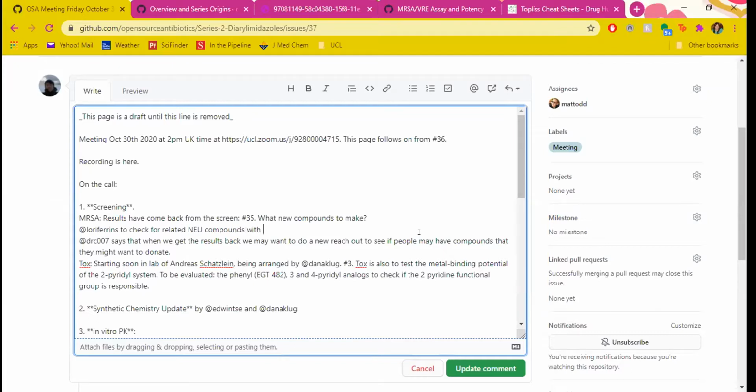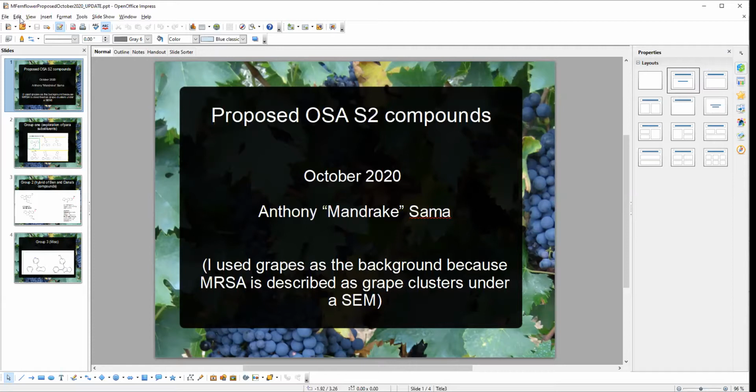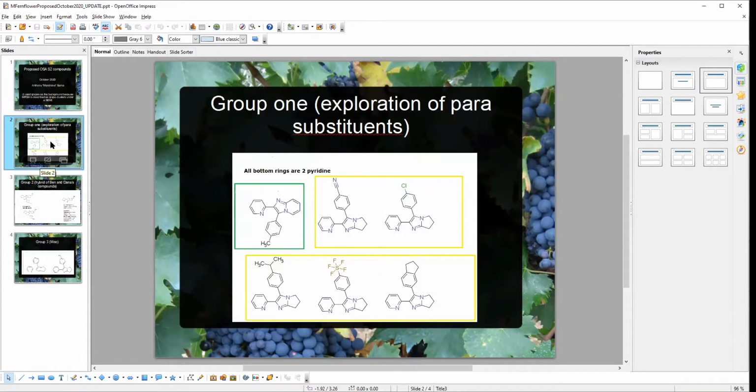I have a small PowerPoint of a couple of different compounds I spitballed. I just wouldn't mind hearing everyone's opinions on them. Cool. Go for it. Let me just get that loaded. I use Open Office, so it's a little finicky compared to Microsoft PowerPoint. That's fine. Share screen. You should see Open Office Impress open up. Yep. There it is. You can see all this?